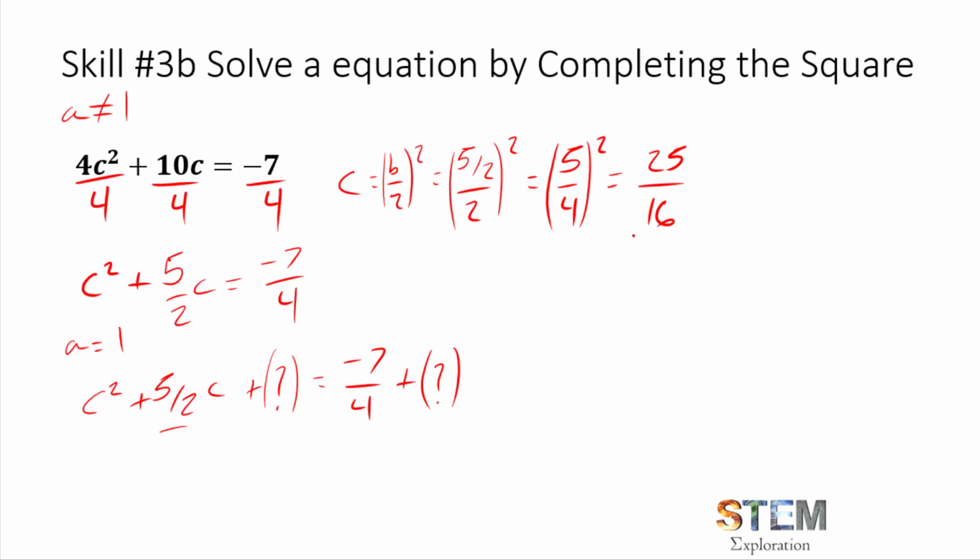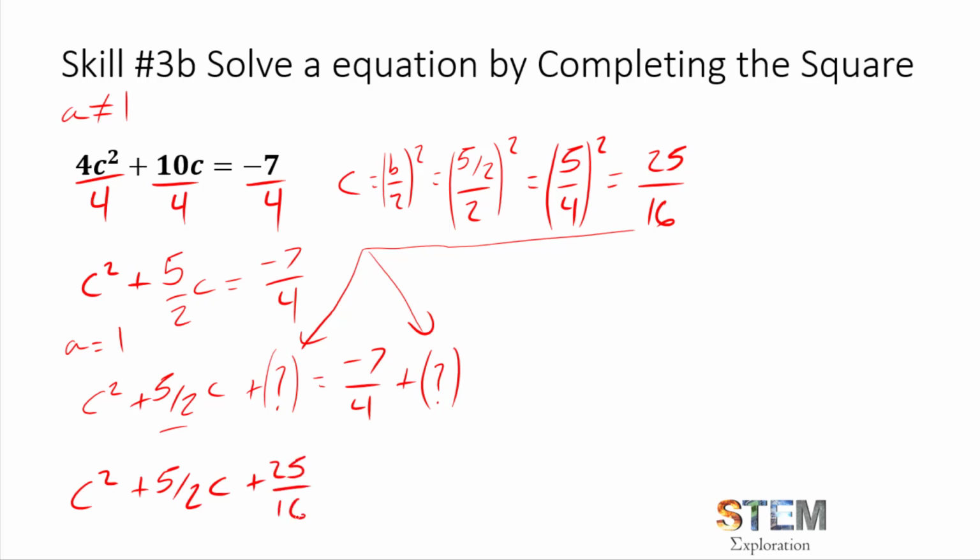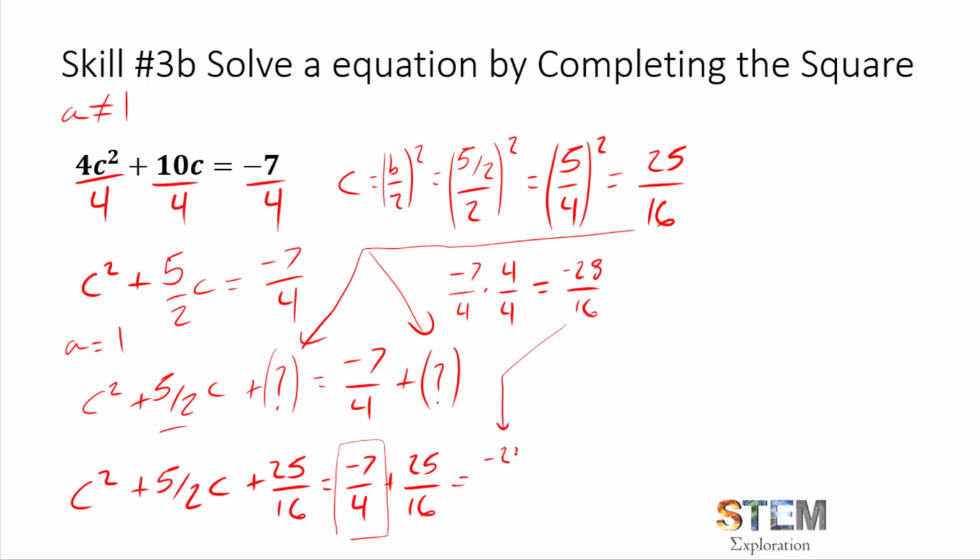So again, keep in mind, we're plugging that in there, and we're plugging that in there. So as we chug this all out, plus 25 over 16 equals negative 7 over 4 plus 25 over 16. What I'm going to do here is make this with the same common denominator as this. So if I multiply negative 7 over 4 by 4 over 4, that'll give me negative 28 over 16. So now when I rewrite that, I'm just going to put that here, plus 25 over 16. And this will be equal to negative 3 over 16.